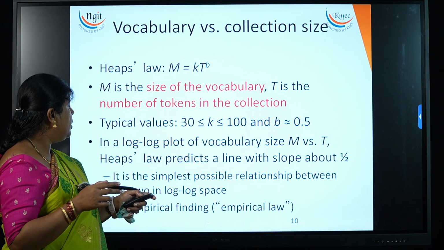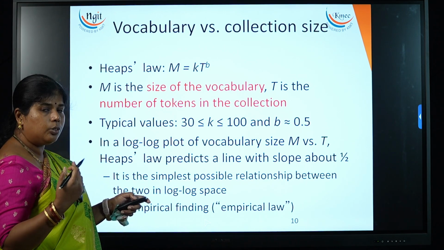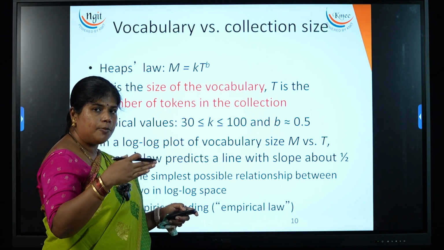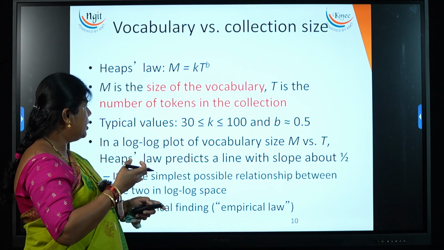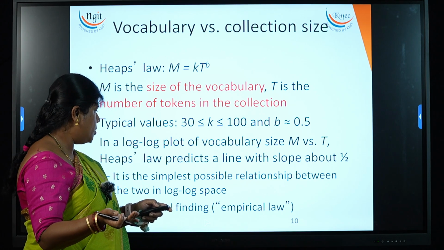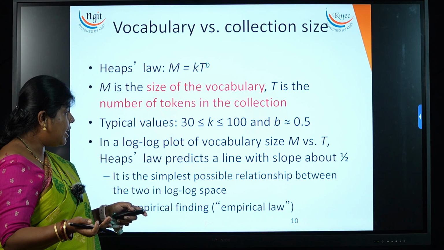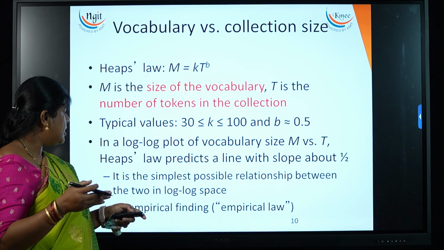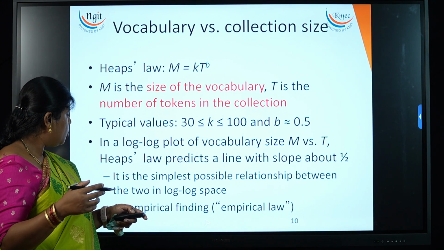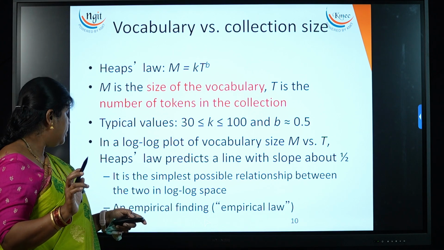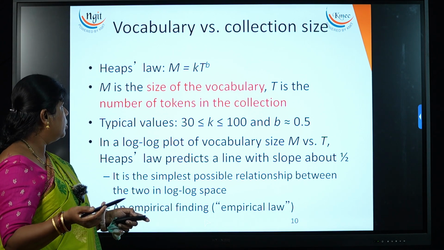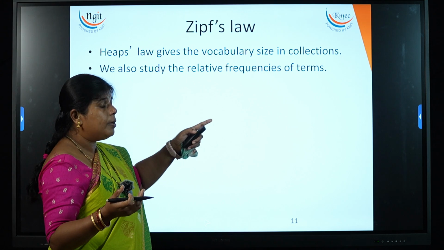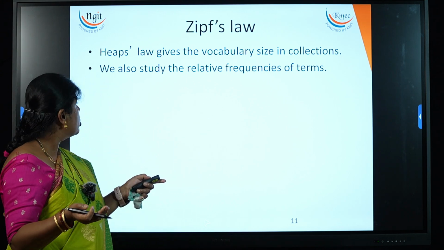Now, what is this law telling me? When you take the log plot of your vocabulary size, M versus T, where M is your vocabulary and T is the number of tokens, then Heaps' law predicts a line with a slope of about half. It is the simplest possible relationship between the two in log space, and this is called an empirical law. So Heaps' law is telling me the vocabulary size in my collection.